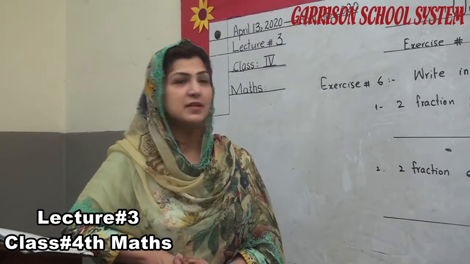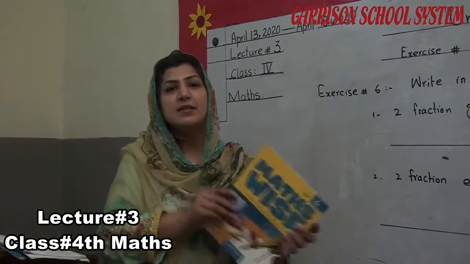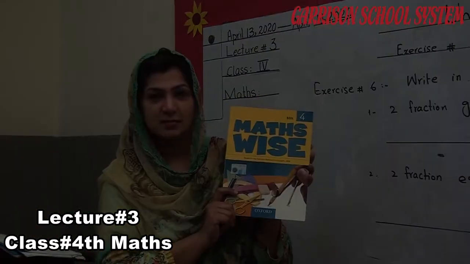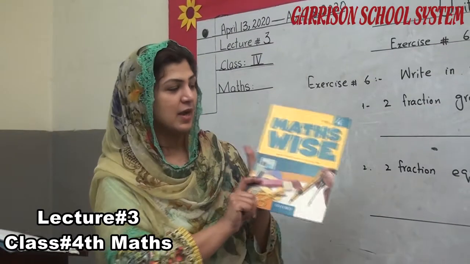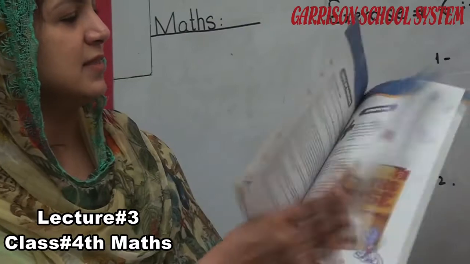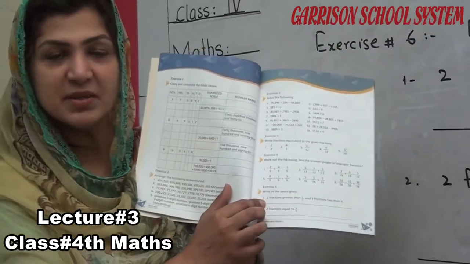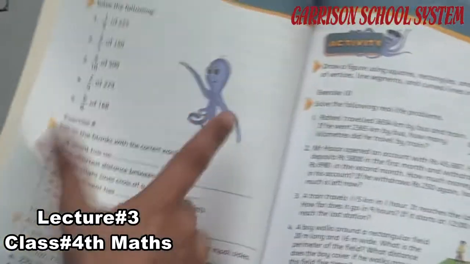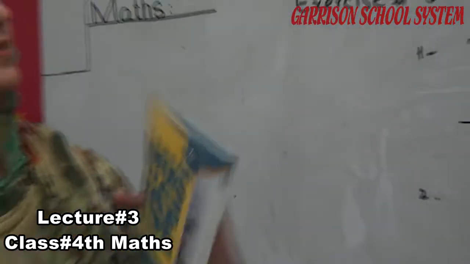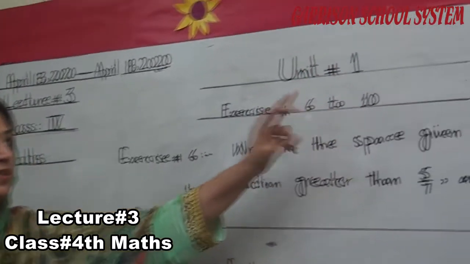Students, this is our third lecture of class 4. This is the maths book of class 4, and today we will start from exercise number 6 to exercise number 10. As they have written here, exercise number 6 to 10.